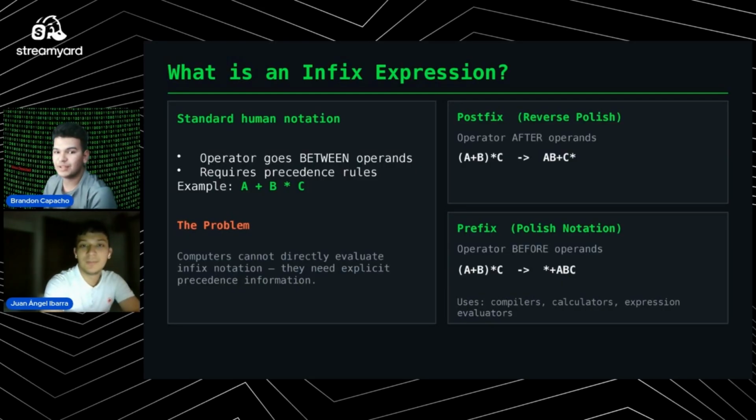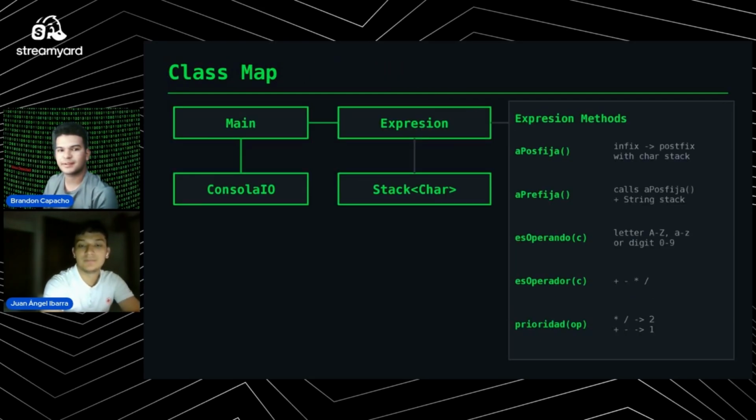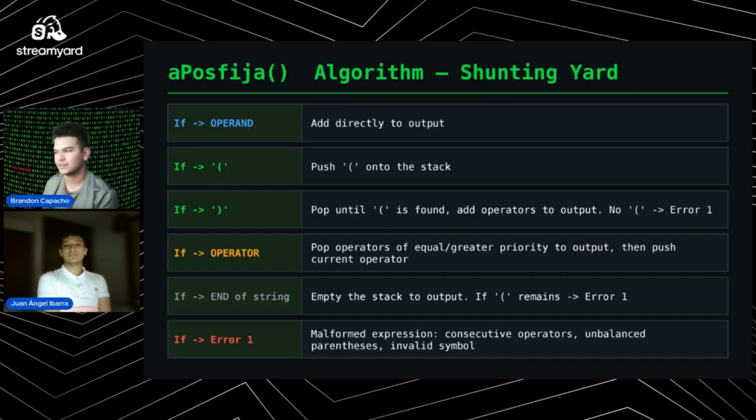The program has three main classes. The main class asks the user for the case number and calls the method, which creates an instance of expression and prints results. The console class handles the console input and output. The most important class is Expression. It receives the infix string as an attribute and has the methods postfija and prefija, which perform the conversion internally. It uses the Java Stack class to manage the stack. There are also three helper methods, isOperand, isOperator, and isParenthesis, which classify each character of the expression.